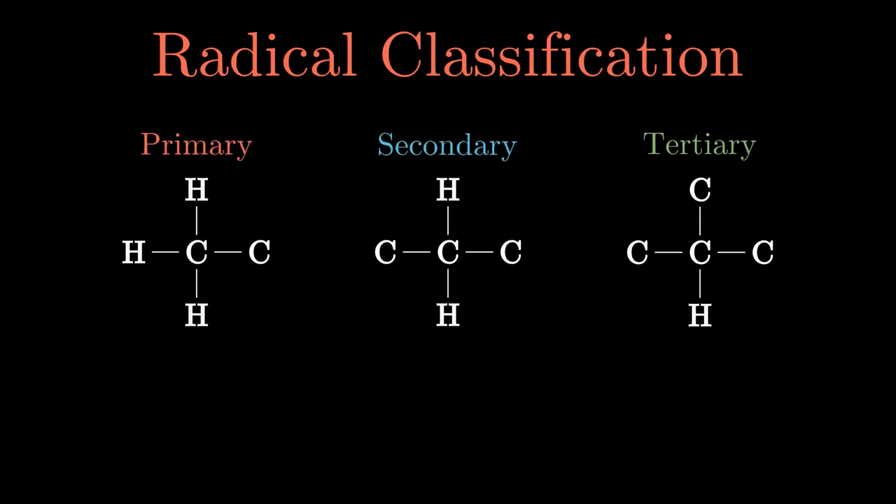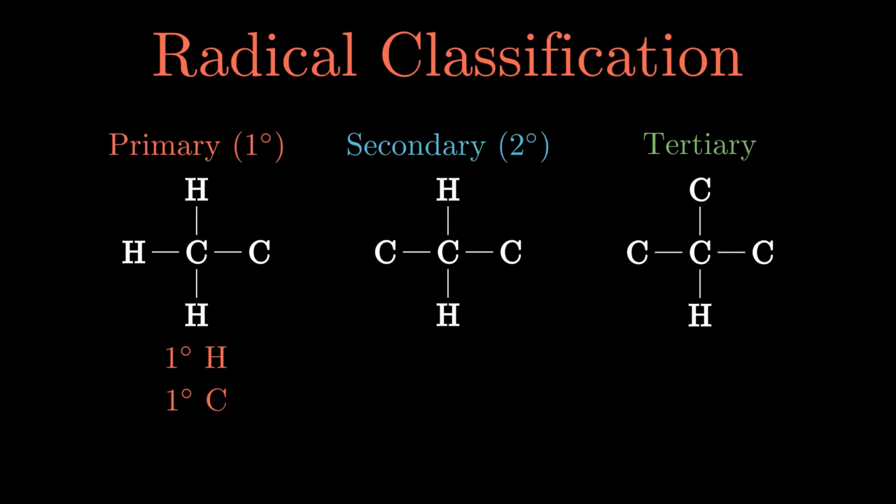Now, instead of writing out these words all the time, we can use a symbol. The symbol is composed of a number and the degree sign. So for primary, we use the number 1, and a hydrogen in that position is considered a primary hydrogen, and the carbon is considered a primary carbon. With secondary, the idea is the same, except the symbol now has the number 2. And of course, for tertiary, this means the symbol will now change to the number 3.